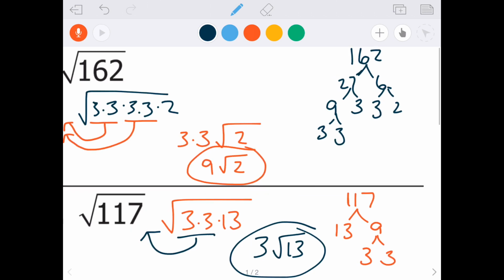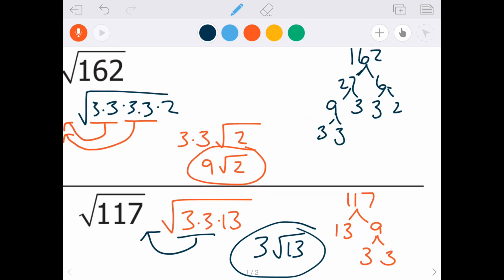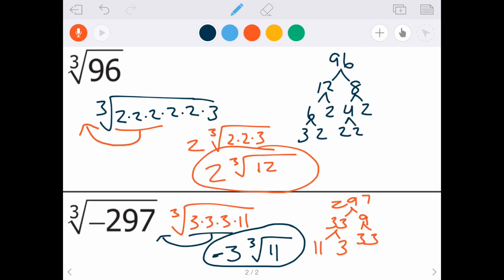So that video was on radicals, simplifying non-perfect square roots and non-perfect cube roots. So same steps every time, figure out its factors, and then the big difference is with square roots, we're looking for groups of 2. With cube roots, we're looking for groups of 3.